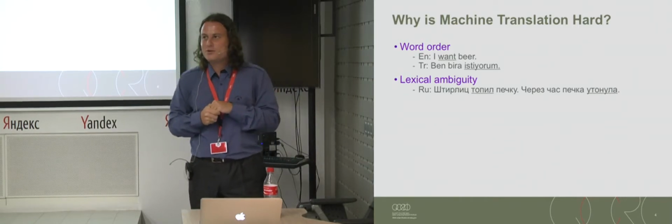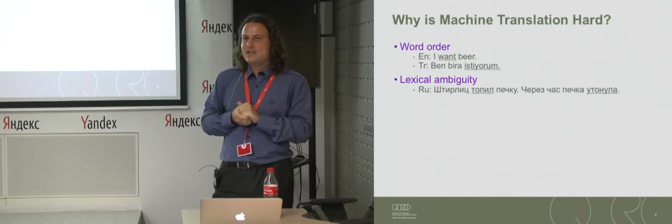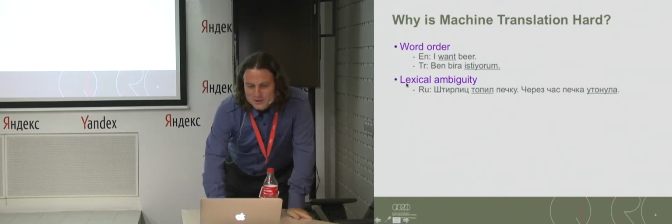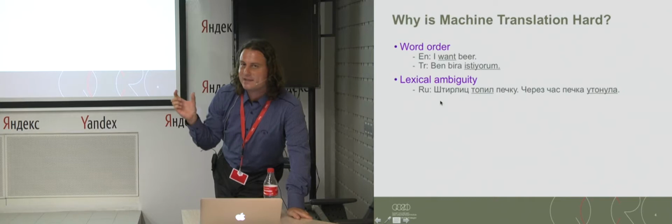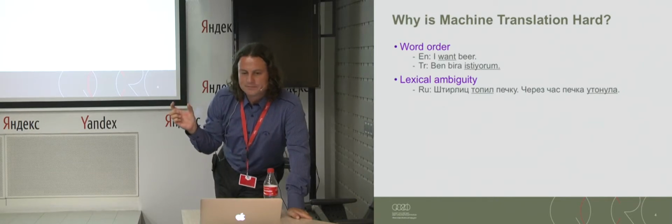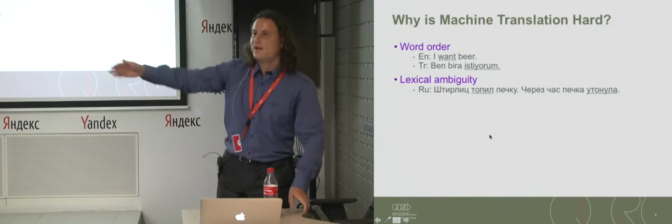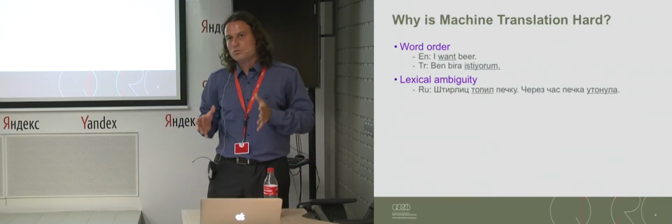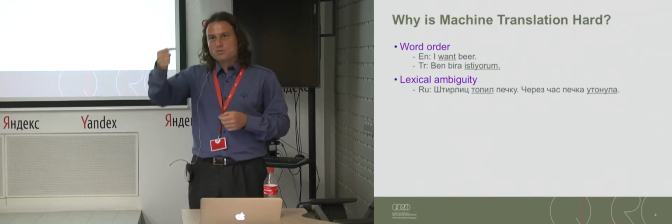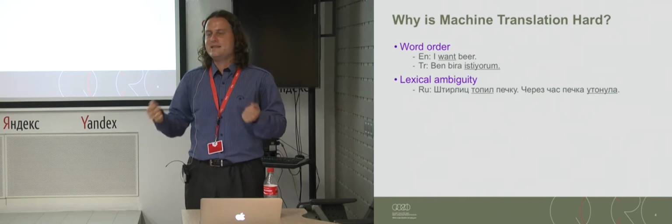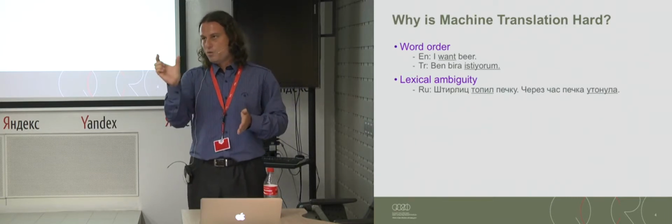You can have lexical ambiguity. Штирлиц топил печку, через час печка утонула. So this is a problem. By the way, a general problem of machine translation systems, because the way that they work right now is that they work at the sentence level, which means that when they translate this sentence, they have no knowledge, they don't look at the previous sentences and other sentences and so on. And this is not what professional translators do. Good translators would first read the whole thing to get an idea about what this is about, and then they're going to translate, right? To get some context. But currently machine translation systems work at the sentence level.